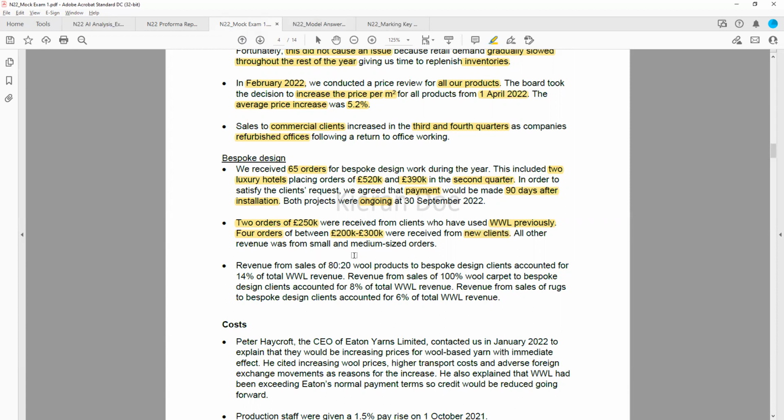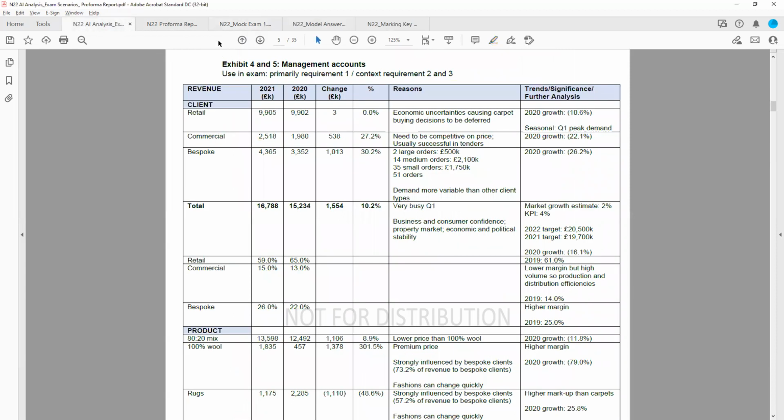All other revenue was from small and medium-sized orders. So I think this is just kind of reinforcing that point that there's more large orders here. You can see, 4 orders. I mean, these are all like large orders, 4, 6, 8 large orders. So that's obviously clearly bigger than the previous year.